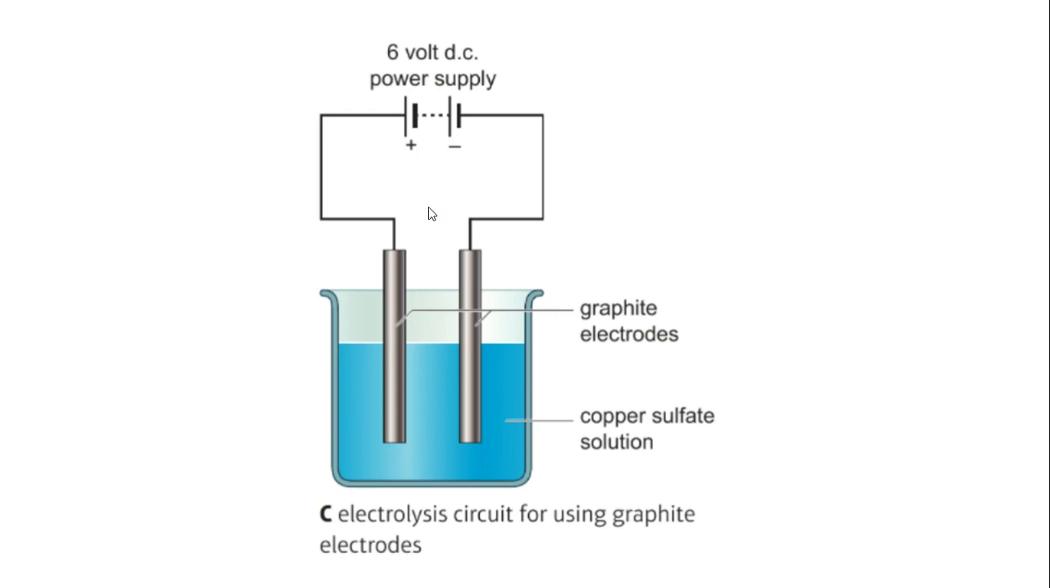Just to remind you, this is a diagram from the textbook. You can keep it quite simple. Power supply at the top. Make sure that wires are connected to the power supply and they touch each of the electrodes and that you've labelled the electrodes.